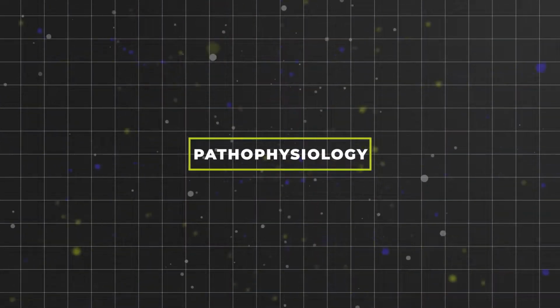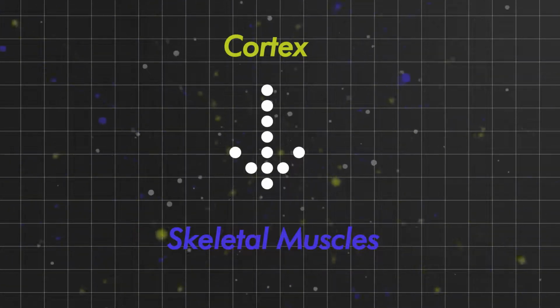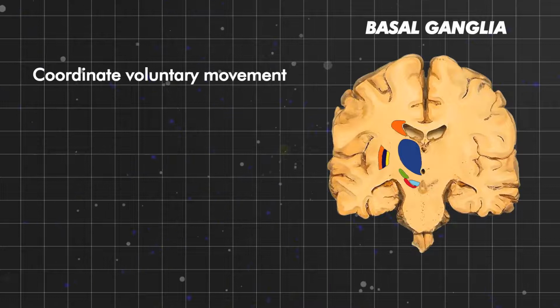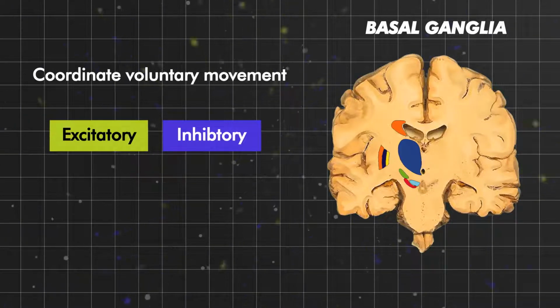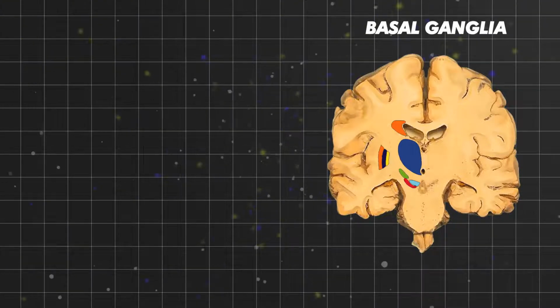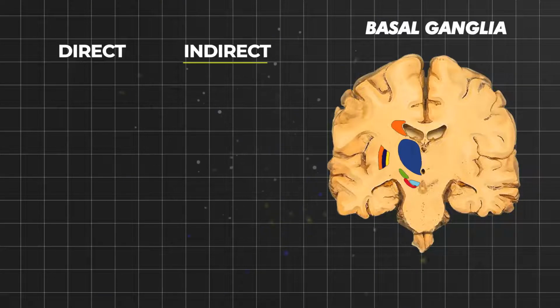To understand the pathophysiology of Parkinson's disease, we must first know the normal pathway of neural signals coming from the cortex of the brain all the way down to our skeletal muscles. The overall effect of the basal ganglia is to coordinate voluntary movement using excitatory and inhibitory signals. To conduct coordination of movement, we have two neuronal pathways: the direct pathway, which initiates movement, and the indirect pathway, which terminates movement, both of which involve excitatory and inhibitory signals.